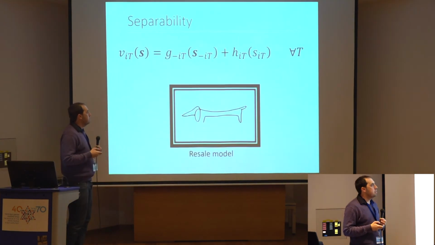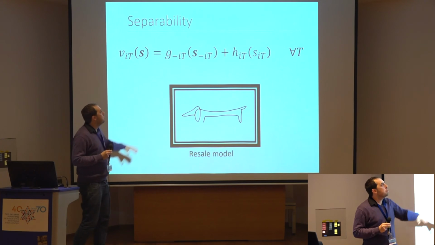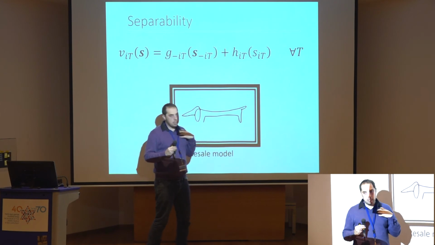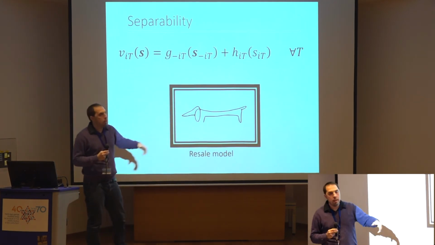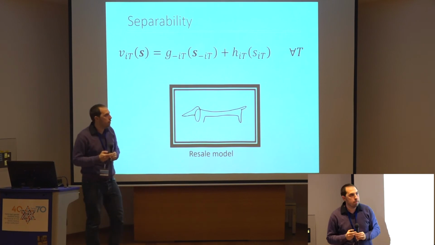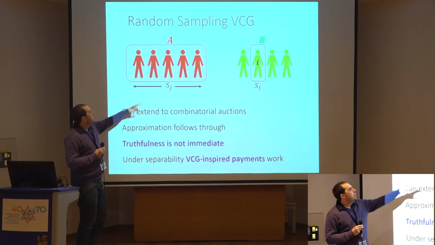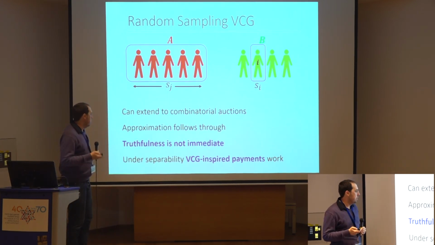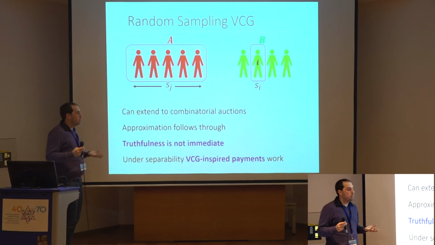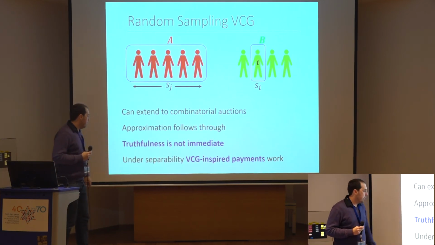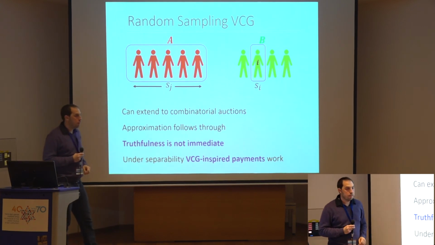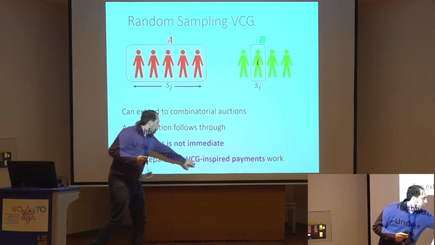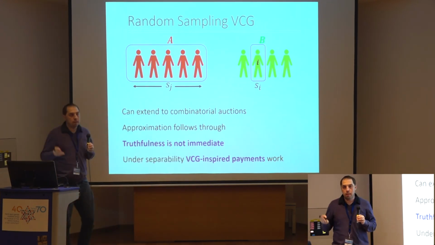So the mechanism extends to combinatorial auctions, but we need some separability assumption, which means that we can separate the effect of one signal to its value, then the effect of the other bit signals to its value. And then we can combine this random sampling with VCG type mechanisms and still get a good approximation. And I also point out that truthfulness is not immediate, because it's not a single parameter domain. So we come up with VCG-inspired payments that make everything work nicely.